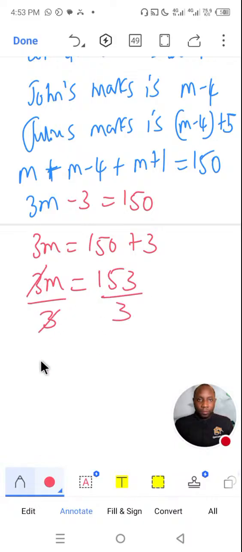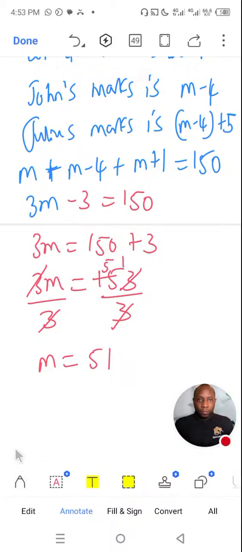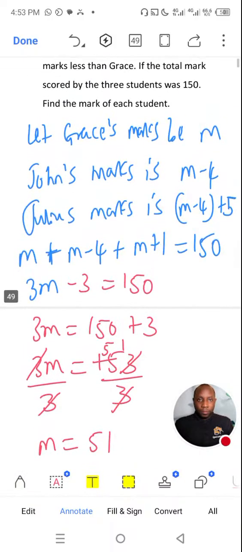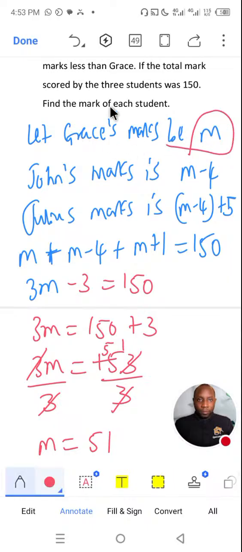Divide both sides by 3. 3 cancels 3, so M is equal to what? 3 goes into 15, you have 5. 3 goes into 3, you have 1, so that's 51. Now M is 51. So who is M here? Grace's marks, we said let it be M. So Grace had what?